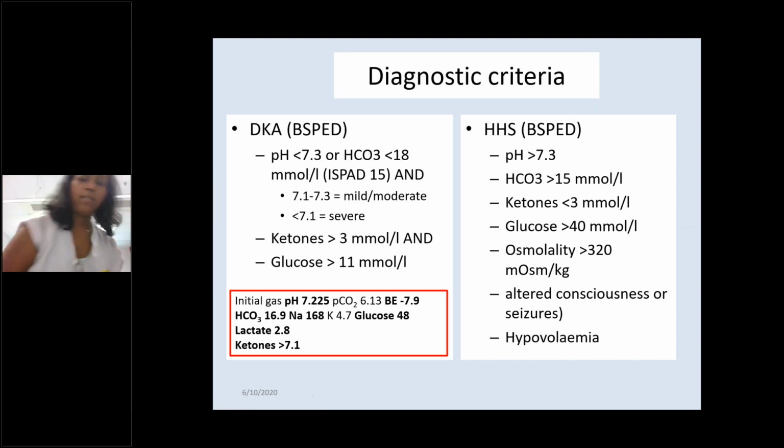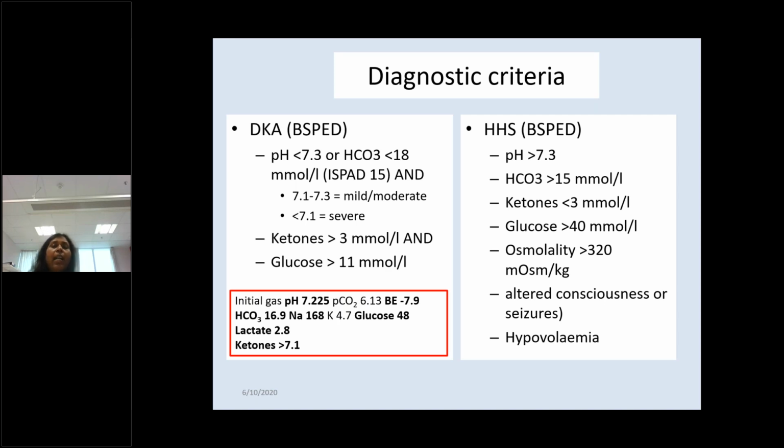It houses HP, so that's handy. So the ketones is less than 3 millimoles per liter in HHS. However, in her case, it's more than 7.1. Okay, and the glucose is more than 40 in HHS, and the osmolality is very high, more than 320. Altered consciousness or seizures, which our patient did not have, and hypovolemia.